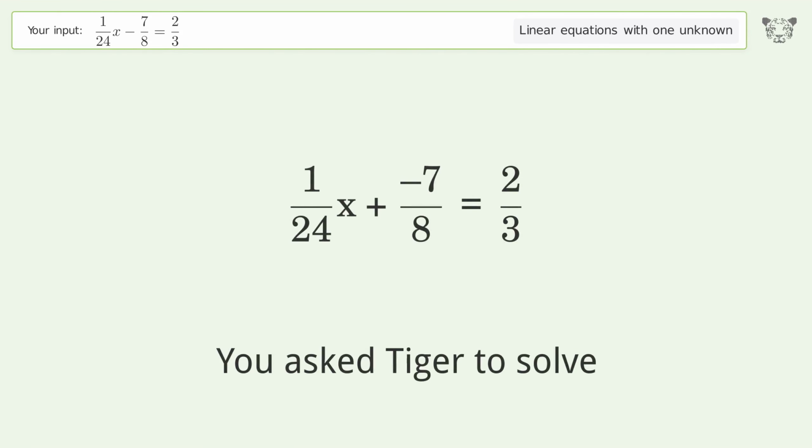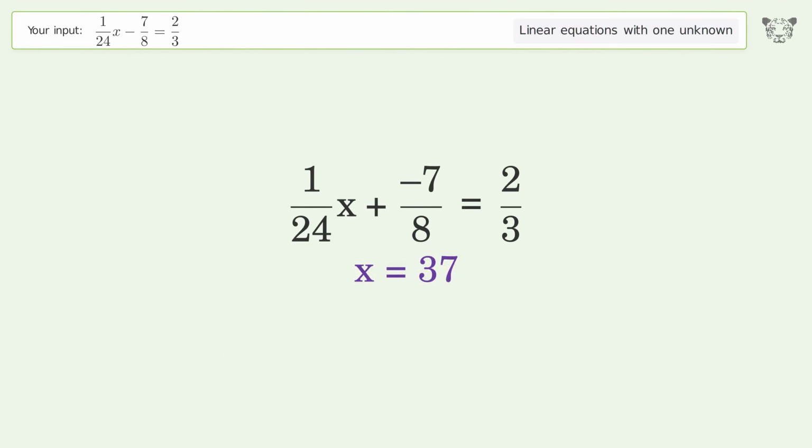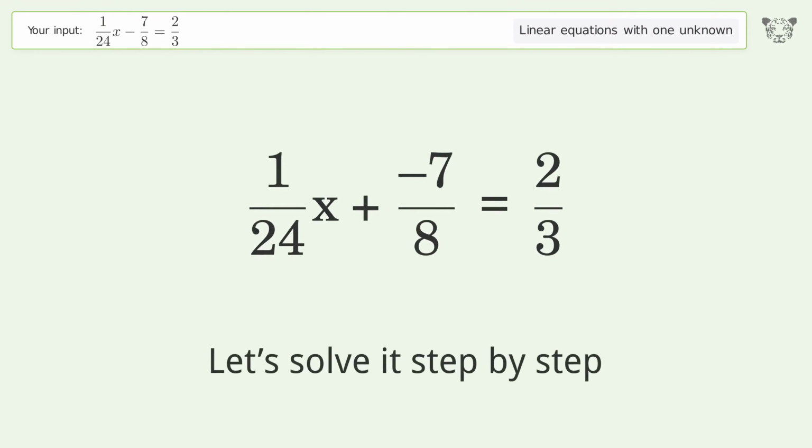You ask Tiger to solve this. It deals with linear equations with one unknown. The final result is x equals 37. Let's solve it step by step.